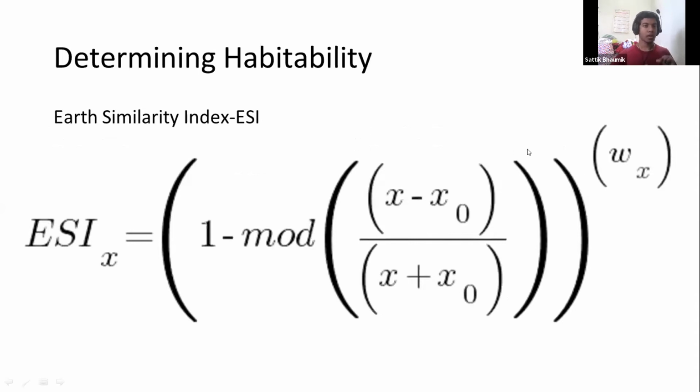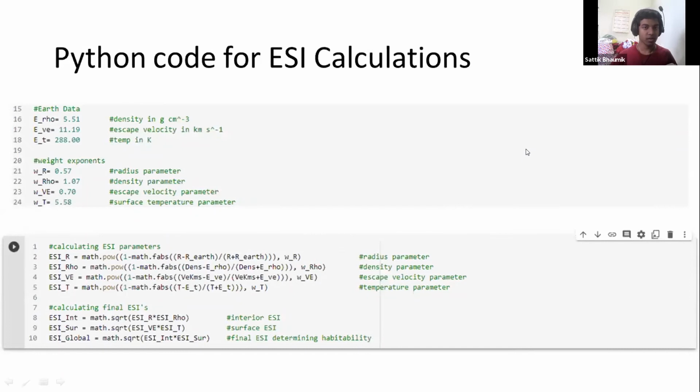Now, here's a snippet of my Python code that I've used for my ESI calculations. As you can see, we have already inputted the Earth data: its density, escape velocity, temperature, and also the weight exponents. You can get the weight exponent values from the Planetary Habitability Laboratory website, the MAST portal, or the NASA Kepler Data Archive as well. Then I've calculated the ESI for 4 parameters: radius, density, escape velocity, and temperature.